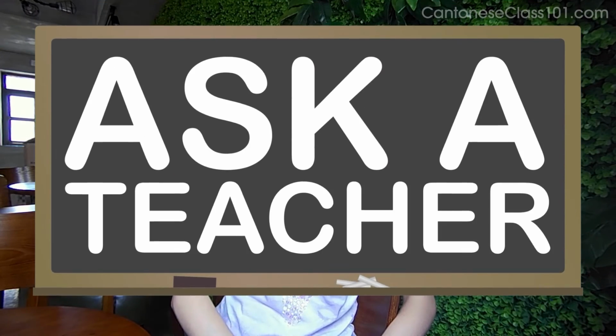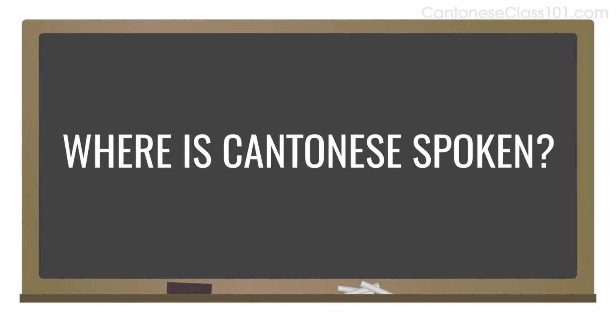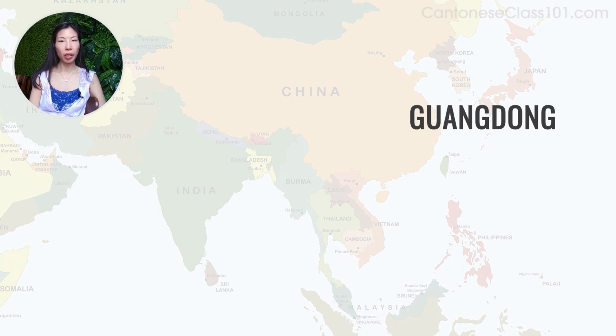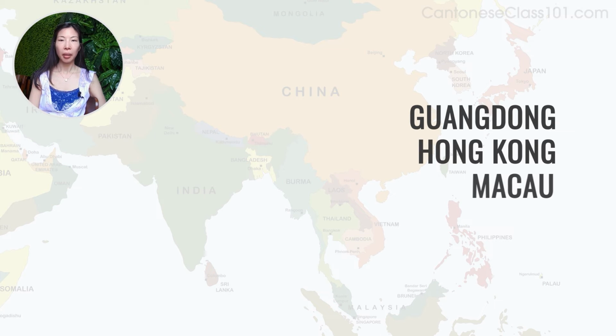Hi everybody, Olivia here. Welcome to Ask a Teacher, where I'll answer some of your most common Cantonese questions. The question for this lesson is, where is Cantonese spoken? Cantonese is the oldest language and the most popular Chinese dialect spoken in Guangdong, Hong Kong, Macau, and some neighboring areas around the eastern part of Guangxi. Let's get into more details.